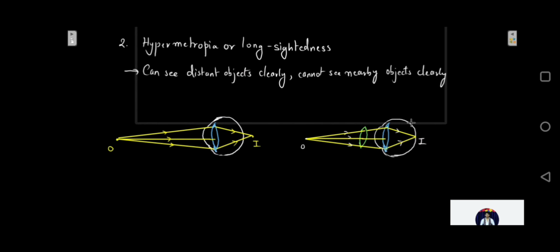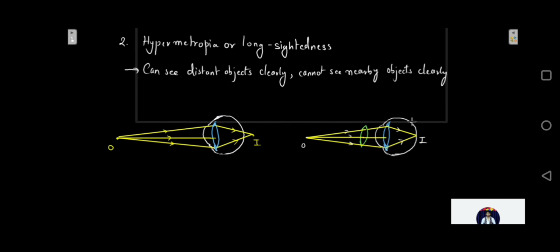So the second eye defect we have is hypermetropia or long-sightedness. In this defect, the person will be able to see the distant objects clearly, the far objects clearly, but will not be able to see the nearby objects clearly.